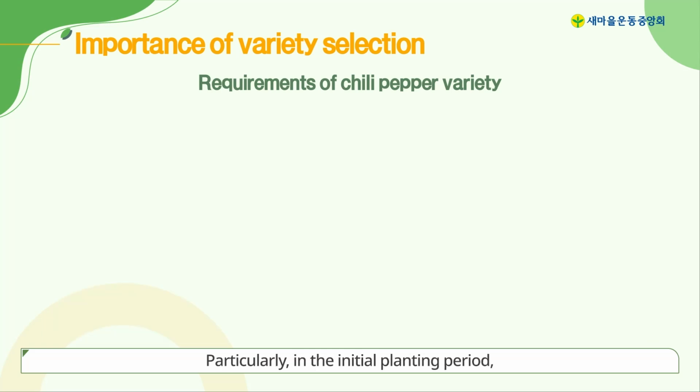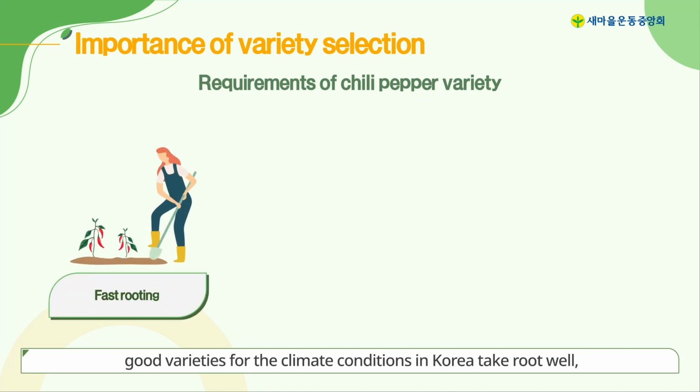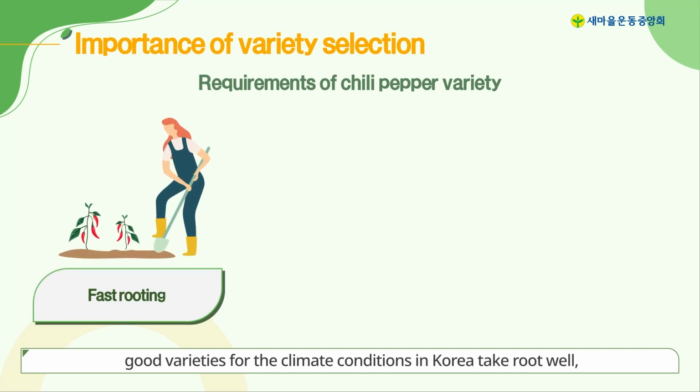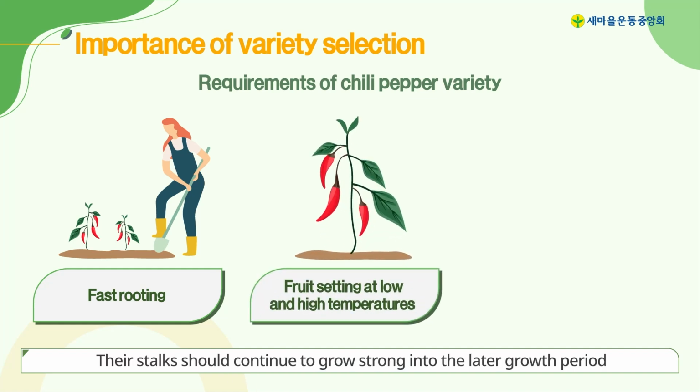Particularly in the initial planting period, good varieties for the climate conditions in Korea take root well, and they should robustly bear fruits which continuously become bigger during the low temperature periods and even during the hot summer when the temperatures are high. Their stalks should continue to grow strong into the later growth period and have no poor fruiting even when they are cultivated for a long time.